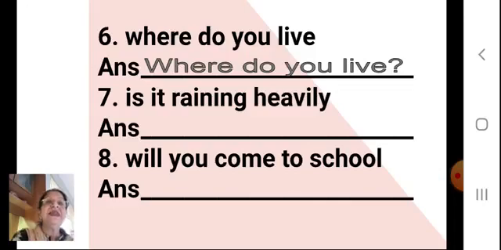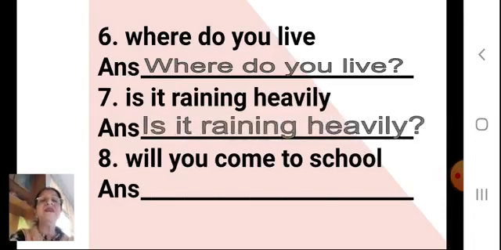Now number 7. Is it raining heavily? Is this a sentence or a question? Yes, again this is a question. So we rewrite it and we start the sentence with capital, yes, and we end it with the question mark. Why? Because we are asking a question here. Is it raining heavily? So after heavily, put a question mark.